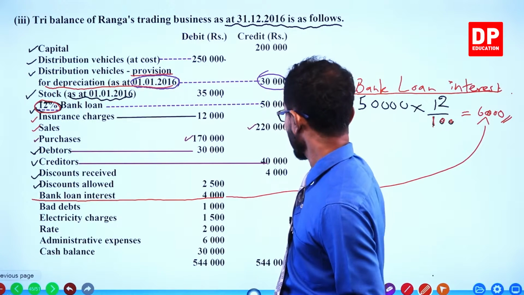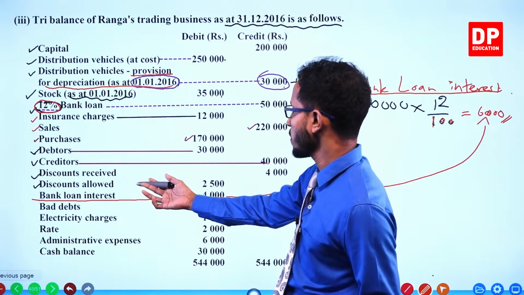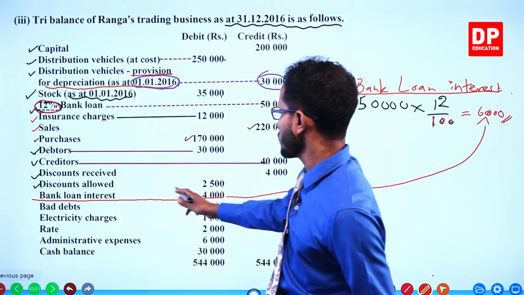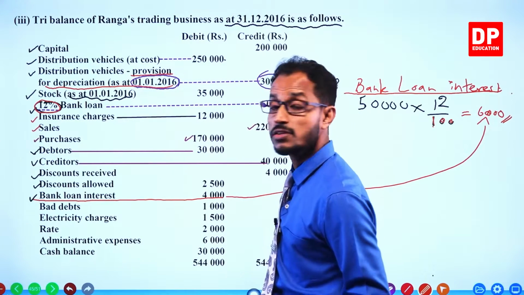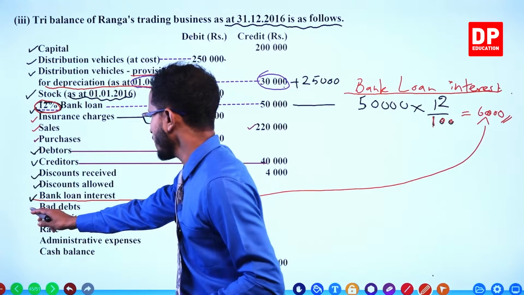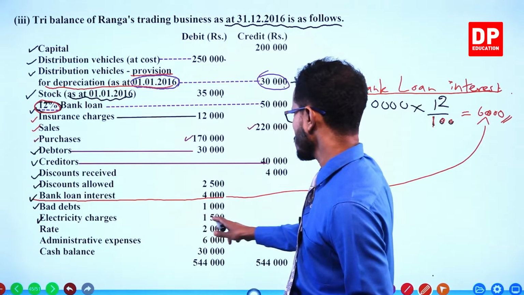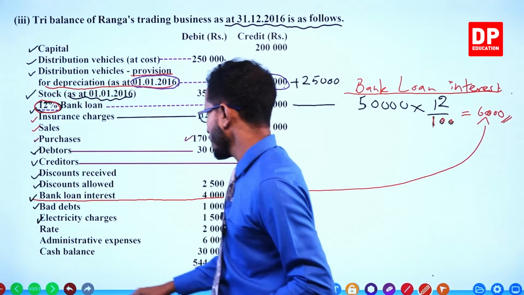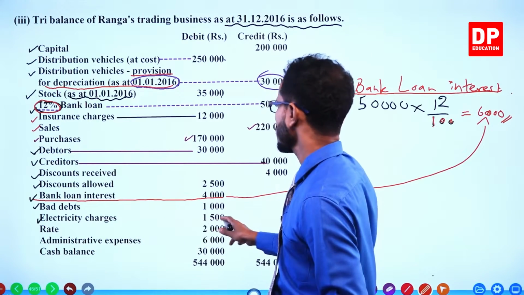Almost done. We took the bank loan already. Discounts allowed we put, and bank loan we have taken already. Bank loan interest we have taken. Bad debts and electricity charges. Bad debts 1,000, electricity charges 1,500.